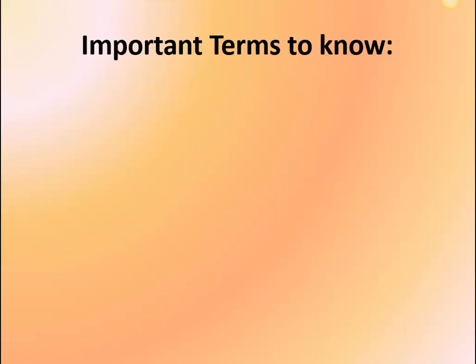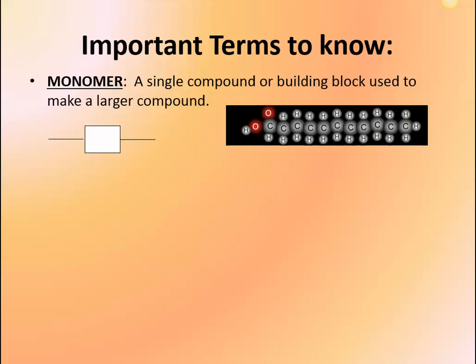So these are just going to be some important terms to know. Very important vocabulary. It's going to be important to know in class. A monomer, right? So what you have here is just one block.